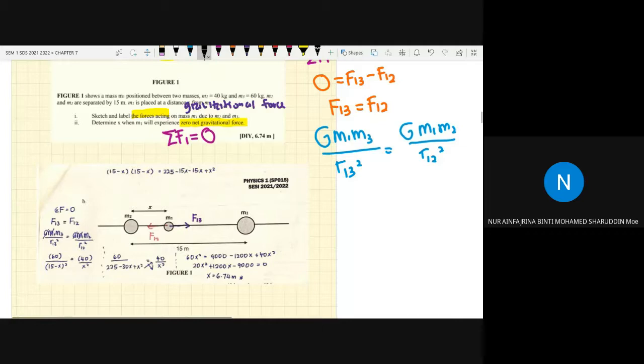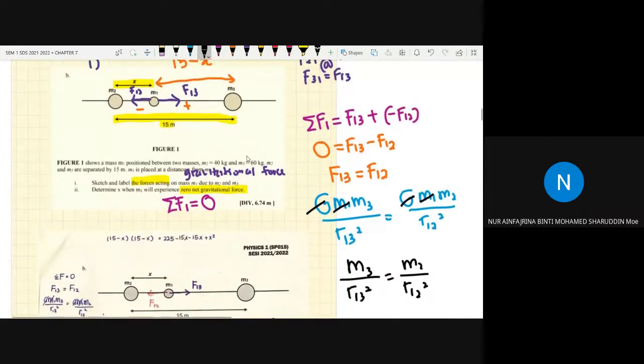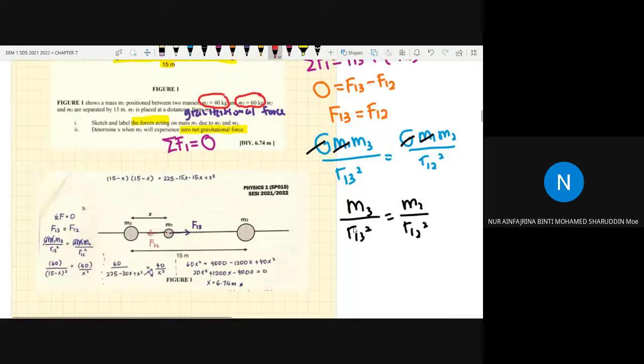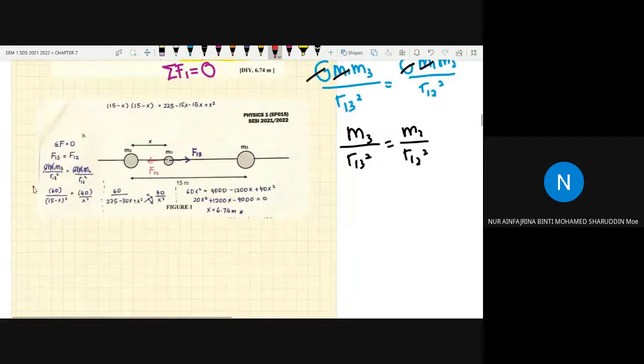Okay, so bila awak dah ada formula ni, you masukkan maklumat yang you tahu. Before you masukkan, you can cancel apa yang sama belah kiri with the right side. So G and G you can cancel, mass 1 and mass 1 you can cancel. Therefore, you will be left with M3, distance 1 to 3, M2 and distance 1 to 2 squared. So from here, kita dah tahu mass 3 dia dah bagi tahu berapa kg. Cuba baca kat sini. Mass 3 is 60 kg, mass 2 is 40 kg. So masukkan je. Start pada sini, 60 kg and 40 kg.